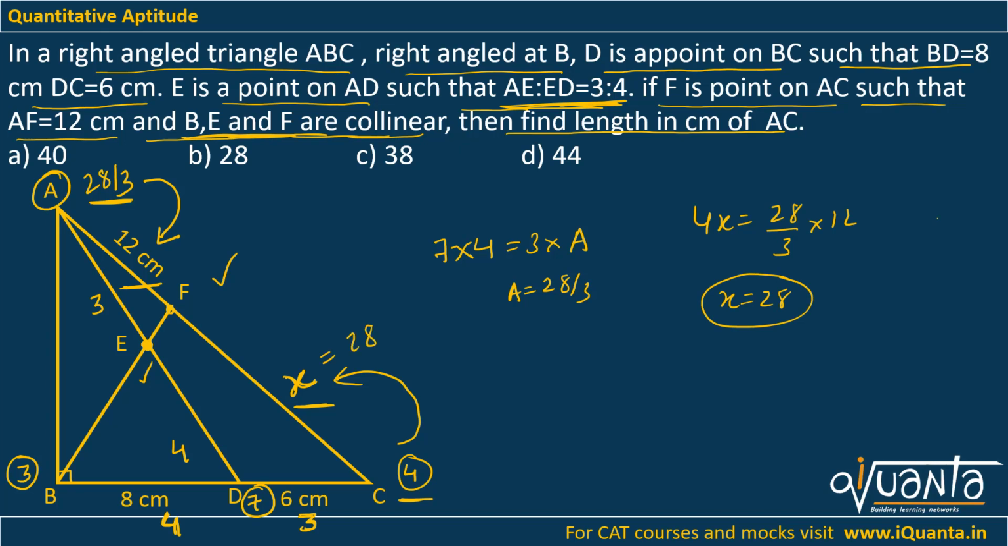I need to find the length of AC. It will be equal to 12 plus 28, which gives me 40. 40 will be the correct answer to this question, option A. So if you know mass point geometry, you can solve this question within 1 minute. There is another way to do this question, which is through similarity, but that will be very long. So instead of that, in such questions, you can apply mass point geometry. I hope the explanation is understood. If you still have a doubt, please comment. Thank you.